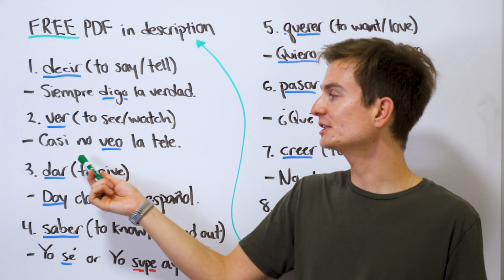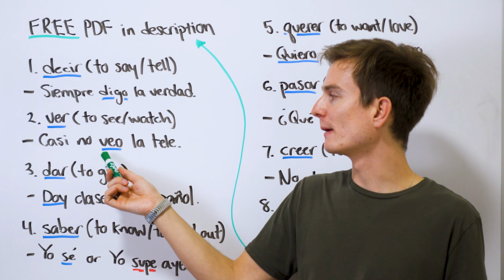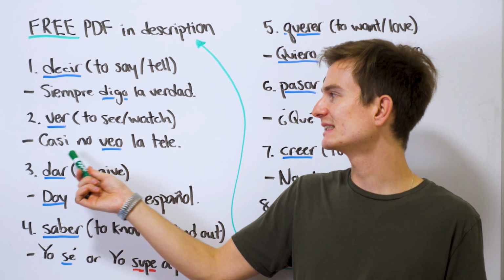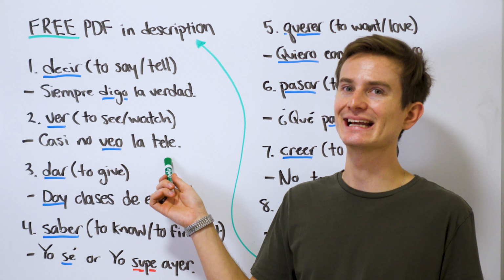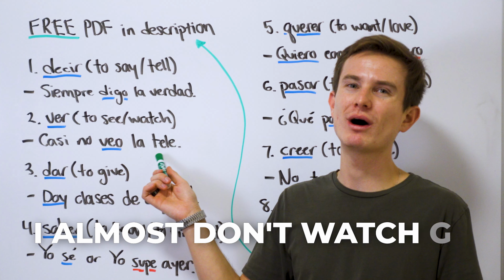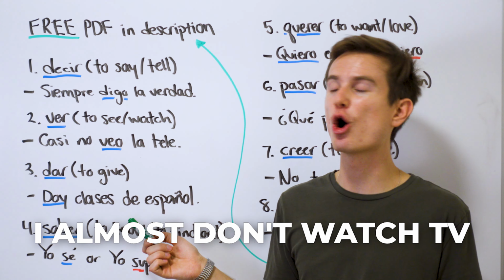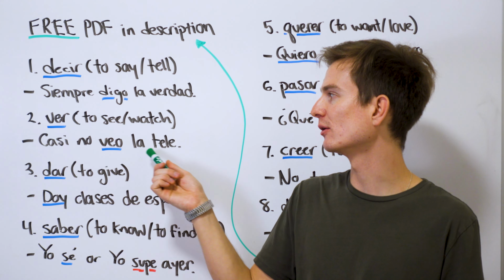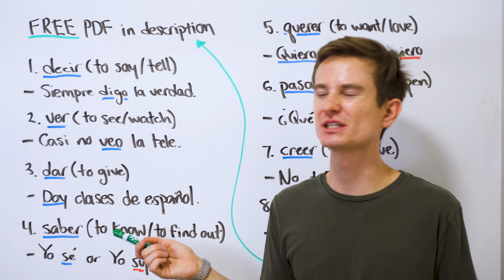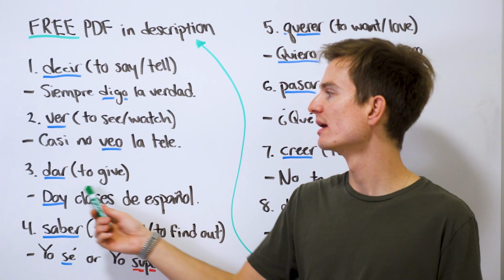So to see or to watch, for example, casi no veo la tele. Casi no veo la tele, okay? I almost don't watch TV. Casi, meaning almost. Casi no veo la tele. I almost don't watch TV. Don't really watch a lot of TV, okay?